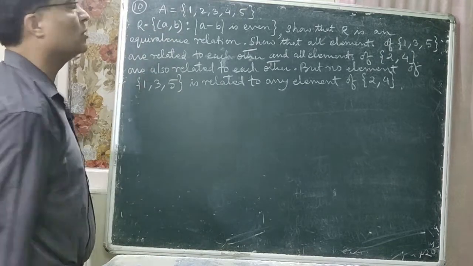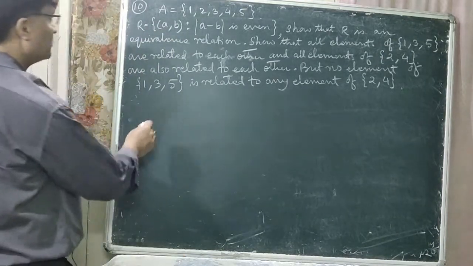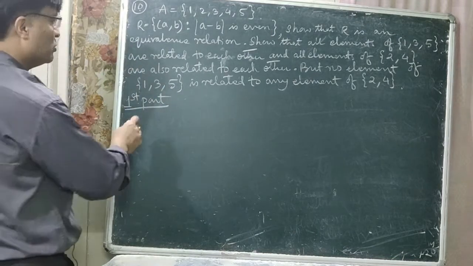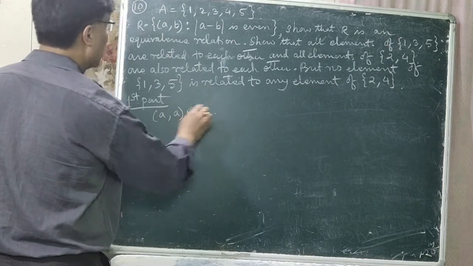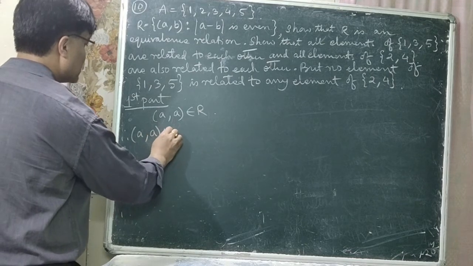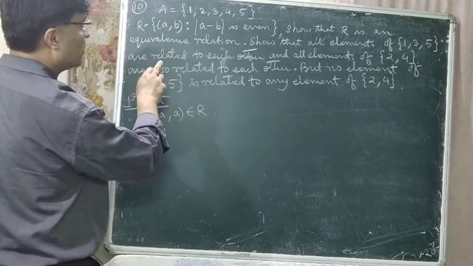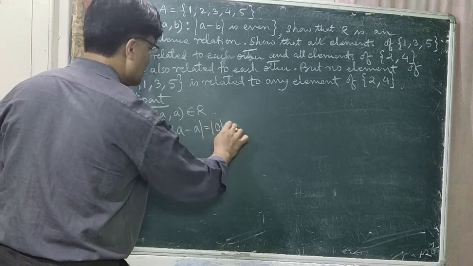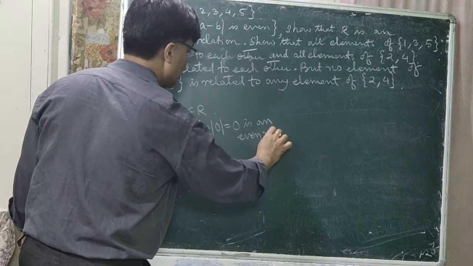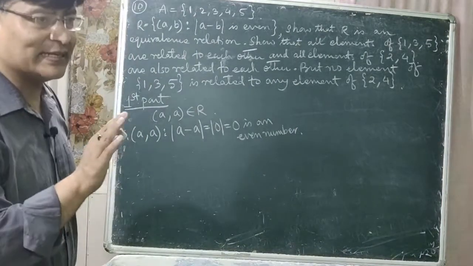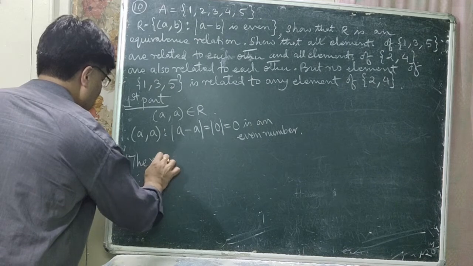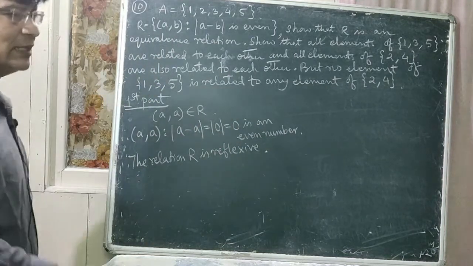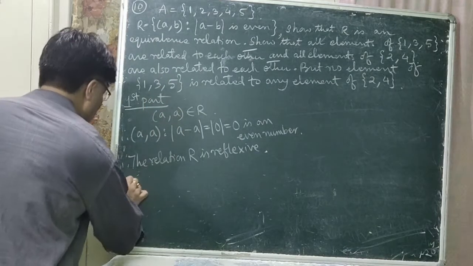So first let's prove that R is an equivalence relation. This is your first part answer. Now for a reflexive relation, you should prove that (a, a) belongs to the relation R. Here (a, a) means a may be 1, 2, 3, 4, 5: (1, 1), (2, 2), (3, 3), (4, 4), (5, 5). Here |a - a| is equal to |0|, which is equal to 0, an even number. You can take 0 as an even number. Therefore, the relation R is reflexive.